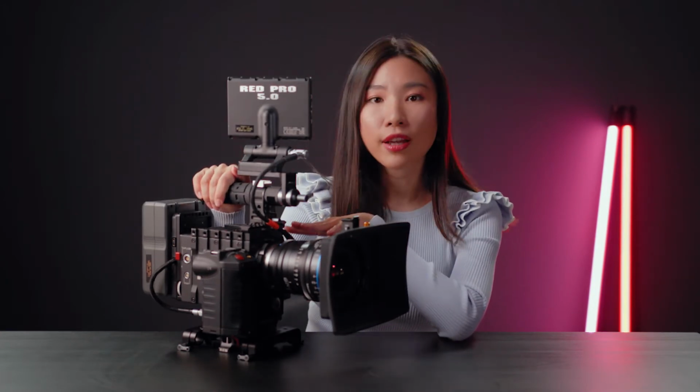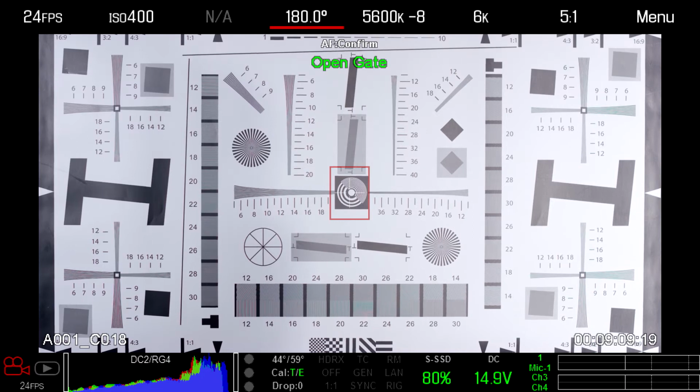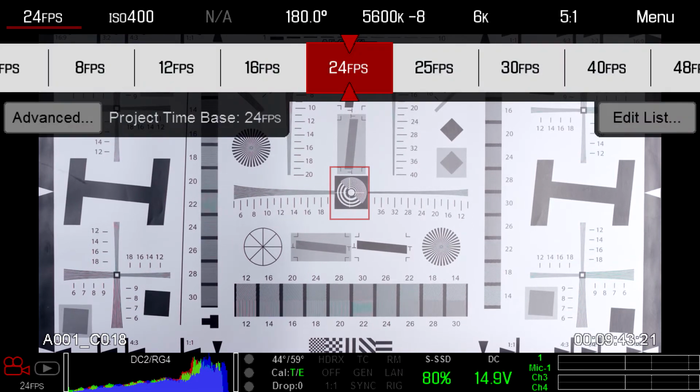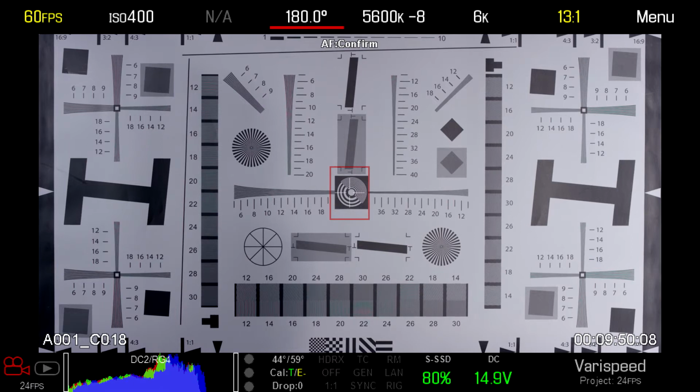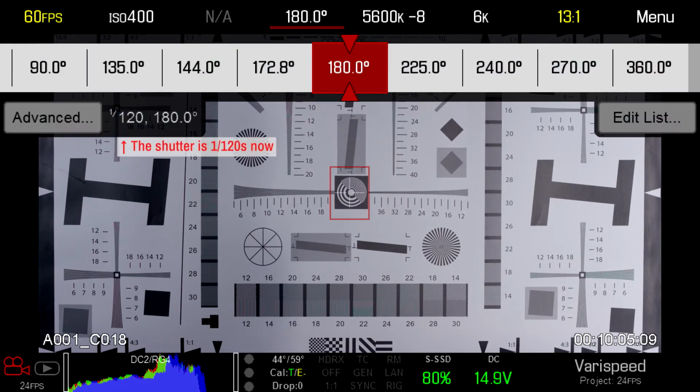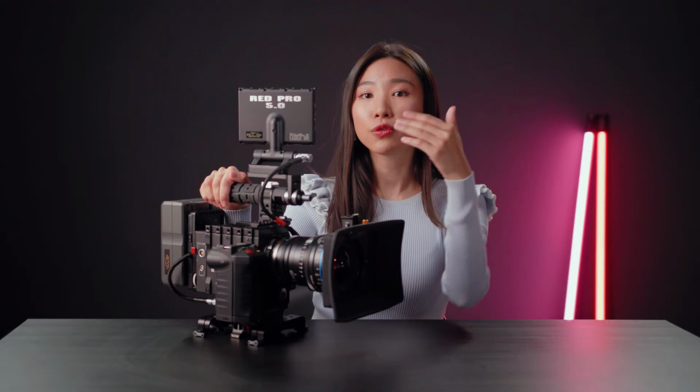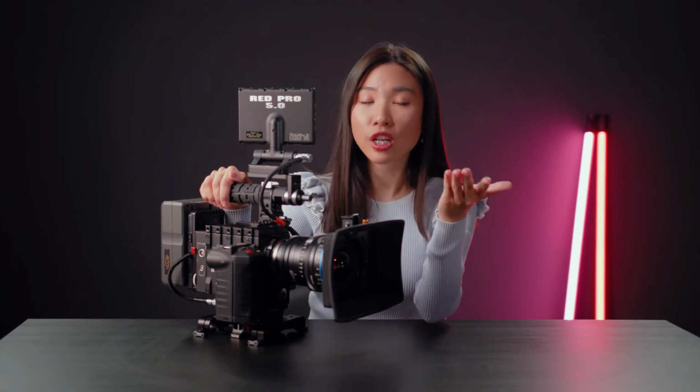When you set the shutter angle, it won't change no matter what frame rate you choose. And when you choose different frame rates, you can see the shutter angle stays the same, but the exposure changes. In this case, it gets darker. It means the shutter speed was changed. So remember, you change the shutter just for different motion blur, but never for the exposure.